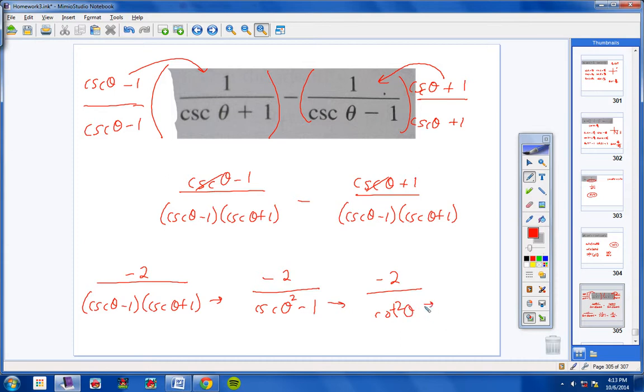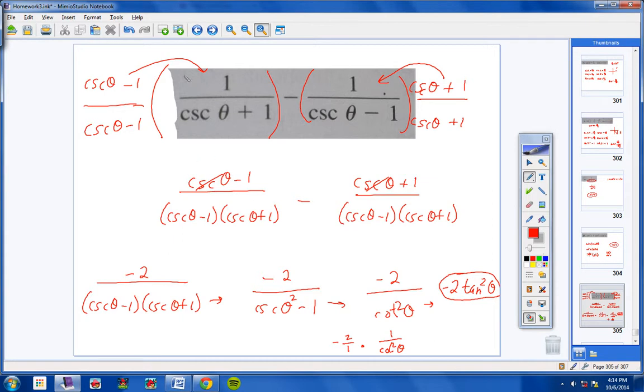And now lastly, if I have 2 over cotangent squared, that's really the same thing as negative 2 tangent squared, because tangent is the reciprocal of cotangent, okay? So there we go. And if you don't understand this last step here, let me show it to you like this. You really have negative 2 over 1 times 1 over cotangent squared, right? If you were to take these two fractions and multiply them back together, you would get this right here, okay? And then 1 over cotangent squared is really tangent squared. And so negative 2 times tangent squared is negative 2 tangent squared, okay?